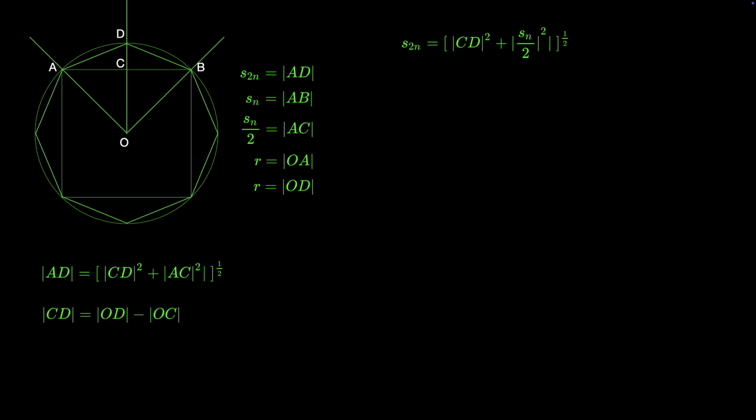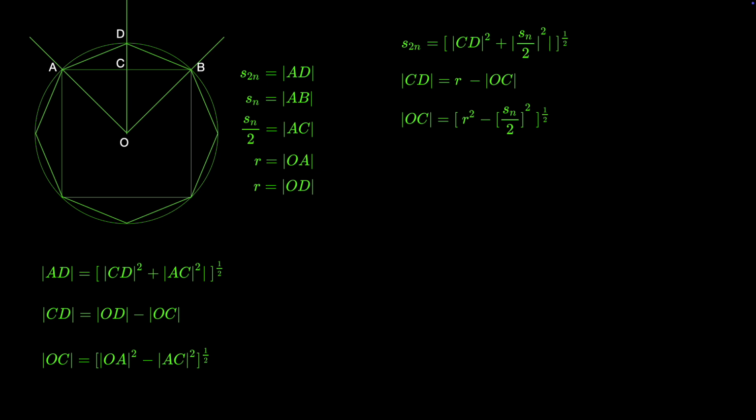Segment CD can be expressed in terms of segments OD and OC using segment addition. And finally, the length of segment OC can be written in terms of the lengths of segment OA and AC using the Pythagorean theorem. Again, note all angles at C are right. We can rewrite this equation, putting in r for OA and s sub n over 2 for AC.